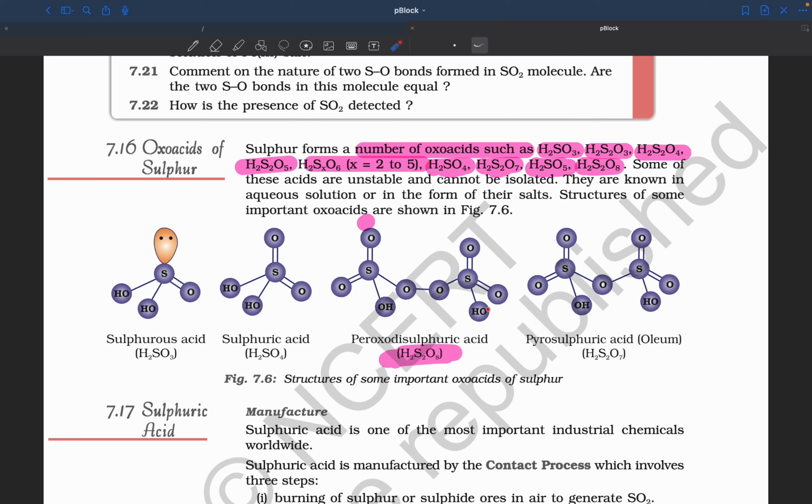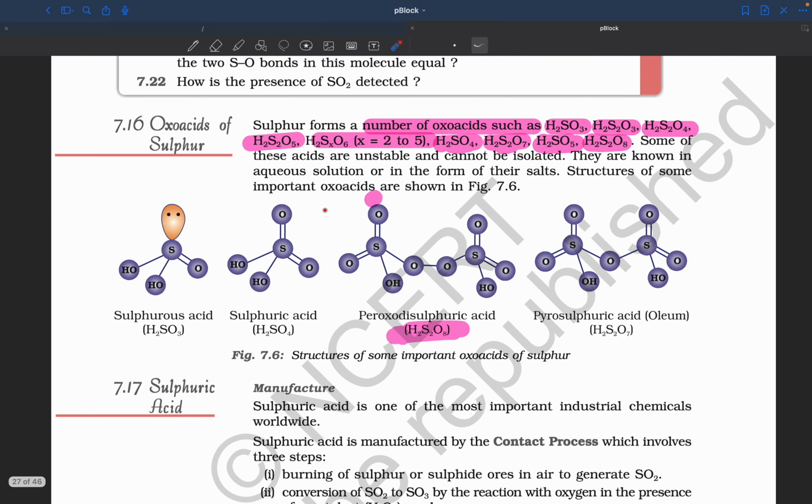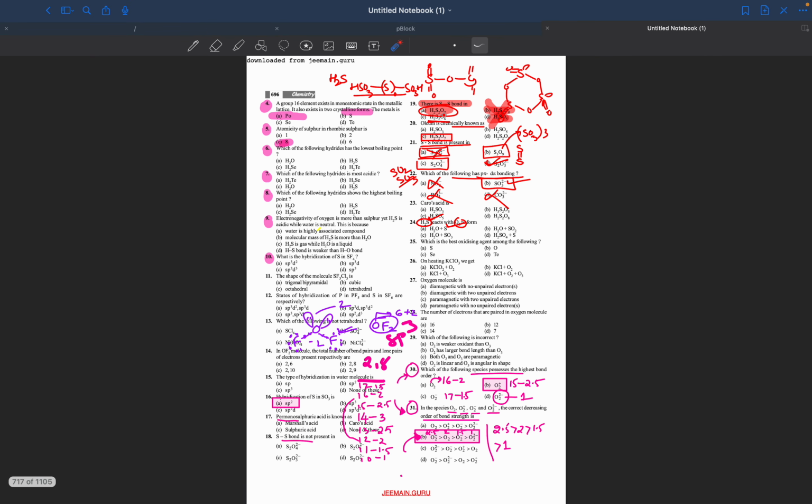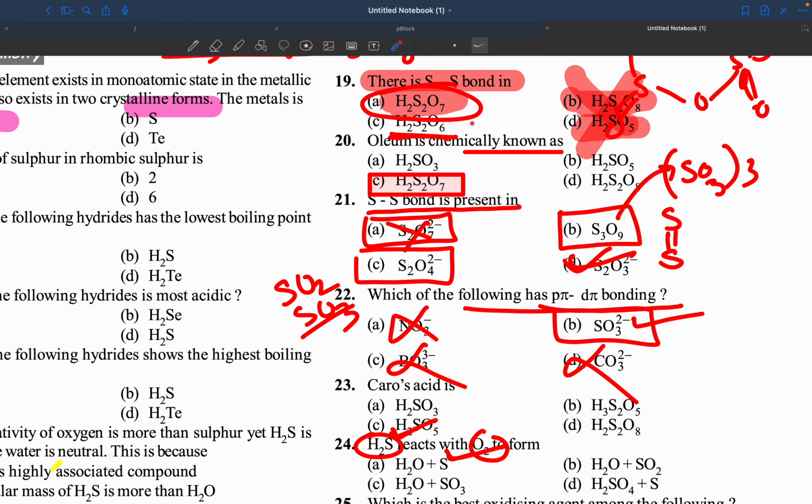Okay, peroxymonosulfuric acid, disulfuric acid and all these. So some of these acids are unstable and cannot be isolated. They are known in aqueous solutions or in the form of their salts. The structures of some important oxo acids are shown below. Okay, so this is about oxo acids. Okay, what shall we do now? We'll take up a few questions and we'll conclude the class. Okay, wait, what should I start? Yes, this one we will start here.